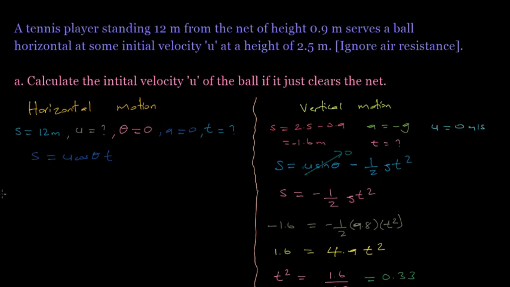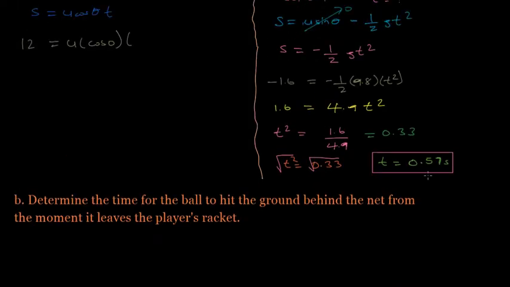So in our equation right here, we have s is equal to u cosine theta t. Now we can start to substitute the values in our equation. So s is 12, and that is equal to u, which is our unknown, multiplied by cosine of theta, which is 0, multiplied by our time t. The time we just found is 0.57. Now we can start to simplify, so we have 12 is equal to u. Cos of 0 is 1, so we have 1 times 0.57, so we get u multiplied by 0.57.